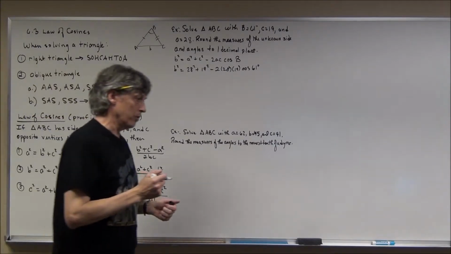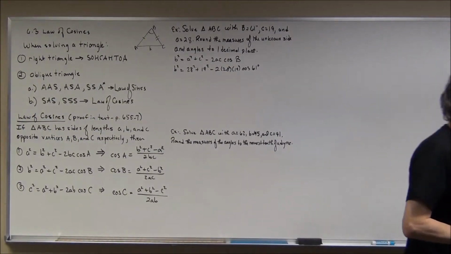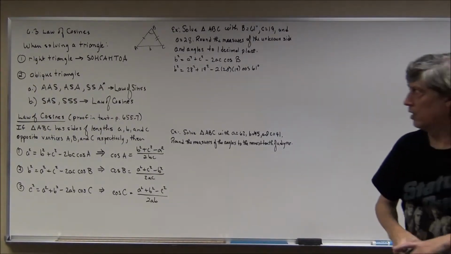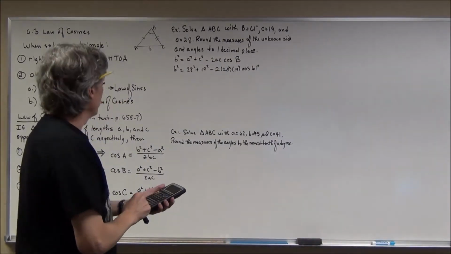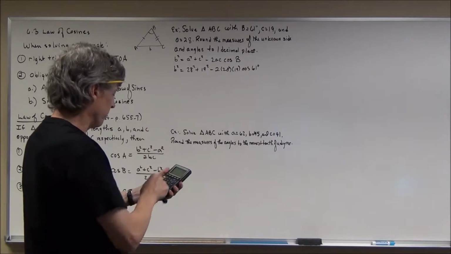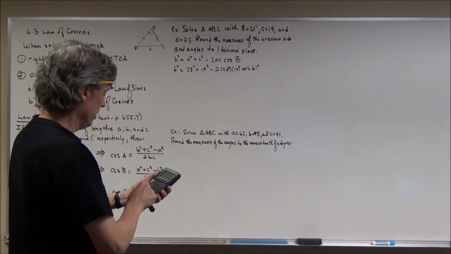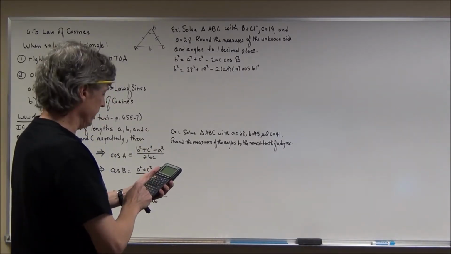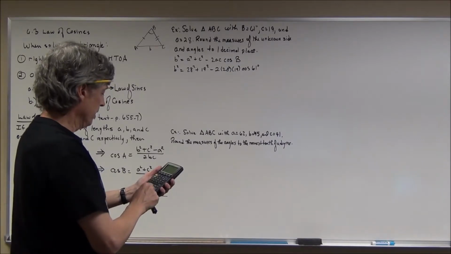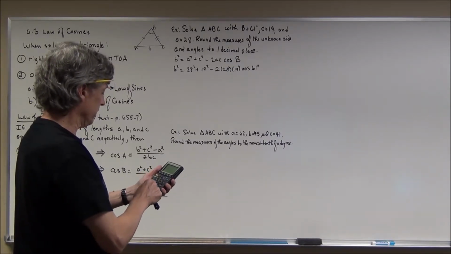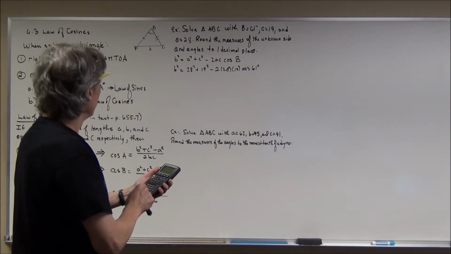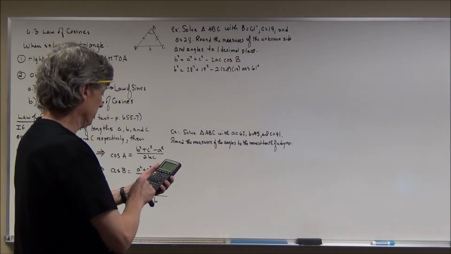Did I bring my calculator with me? I did. Here we go. I grab my calculator and take 28 squared. First I solve for B squared. 28 squared plus 19 squared minus 2 times 28 times 19 times the cosine of 61 degrees.